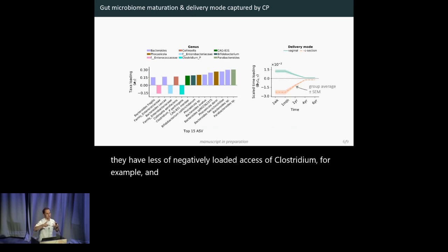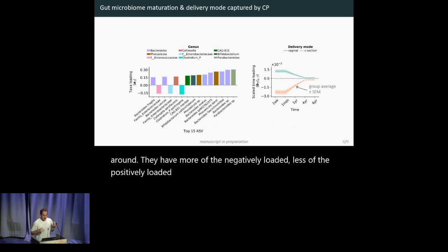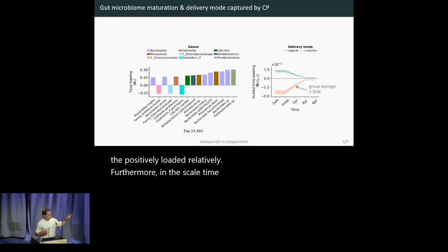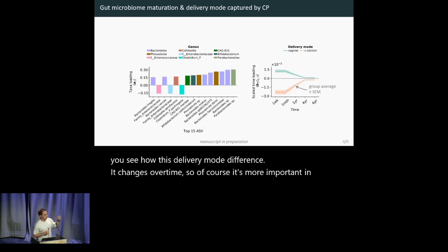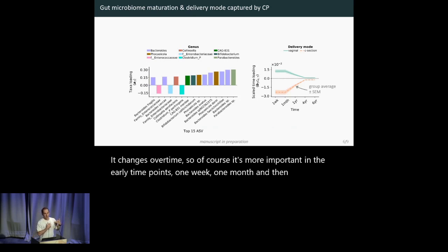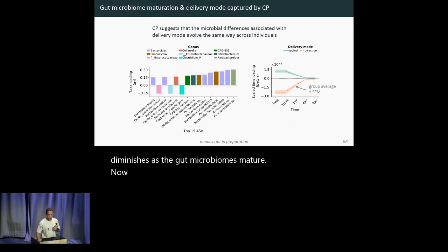And for the cesarean-born kids, it's the other way around. They have more of the negatively loaded, less of the positively loaded, relatively. Furthermore, in the scale time loading, so the right-hand side, you see how this delivery mode difference changes over time. So, of course, it's more important in the early time points, 1 week, 1 month, and then gradually diminishes as the gut microbiomes mature. Now, importantly, CP assumes that these temporal changes occur the same way in each subject, and this is a limitation that we're trying to solve.